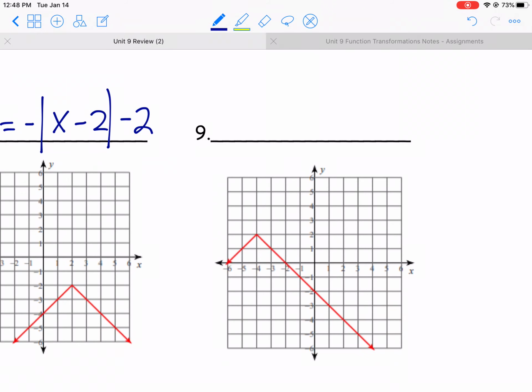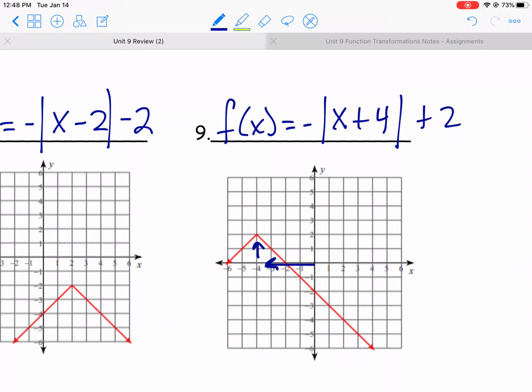Okay, number 9. This one's opening down as well. So I could say negative out front of the absolute value. Oh, we should have checked the slope. Did we already? That's just a 1 by 1 by 1, so no change there. This one also, rise 1, run 1, right? So no change there either. This one's being shifted left 4, up 2. So to say left 4, we're going to go x plus 4. Up 2 is going to be plus 2. Okay, hopefully that part goes well.